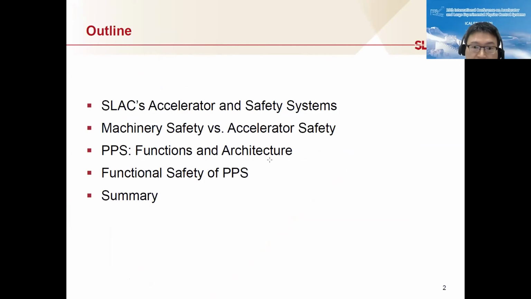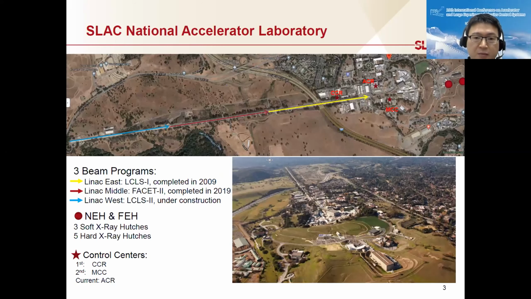Then I'll talk about the functions and architecture of the personal protection system at SLAC. Because of the complexity of the PPS at SLAC, it brings some functional safety consequences, especially the safety integrity level concern. So I'll talk about how we evaluate the functional safety, especially the safety integrity level of the PPS, and then I'll summarize my talk. Here's the map of SLAC from Google Maps and also from the field.